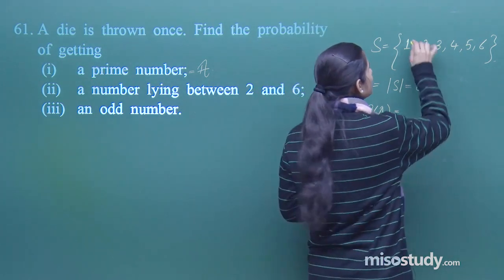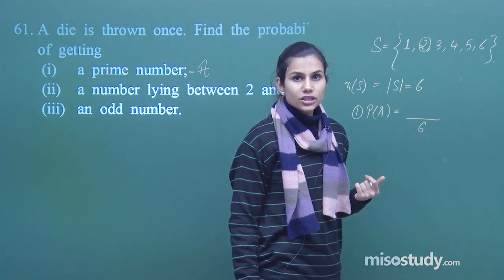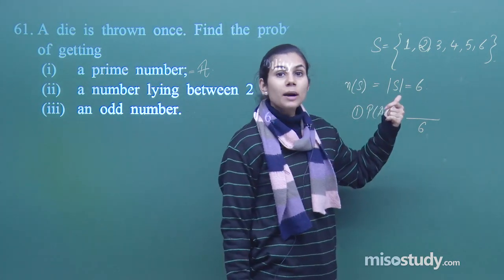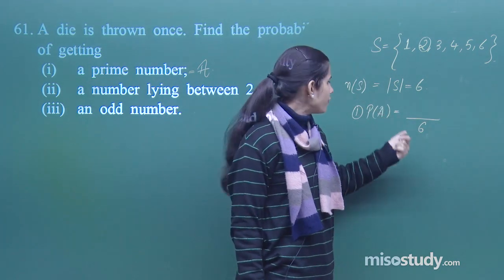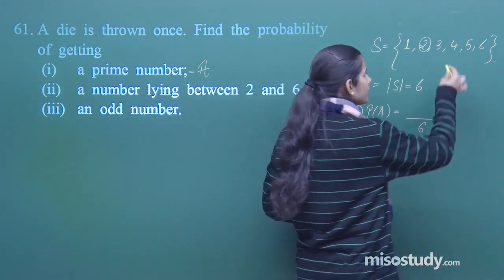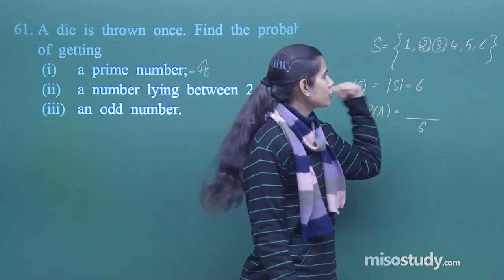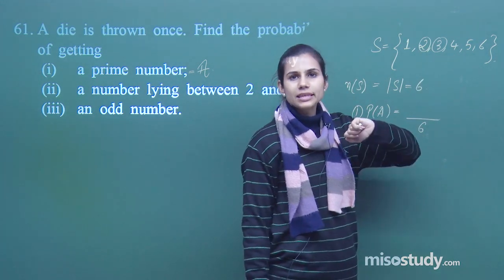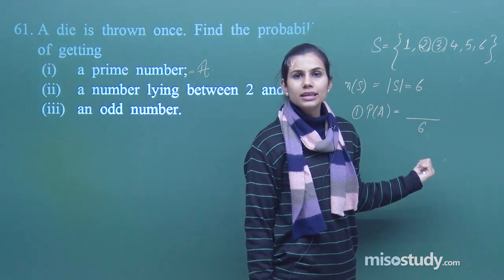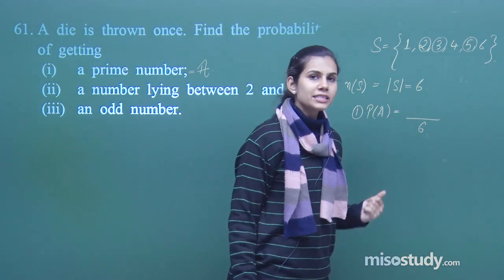Well, if the outcome is a 2, then definitely it is a prime number, and therefore my event A will happen, right? After this, if 3 comes up as an outcome in my throw of this single die, out of these 6 outcomes, then my event A will happen, right? And if 5 comes up as the outcome, then also my event A will happen.